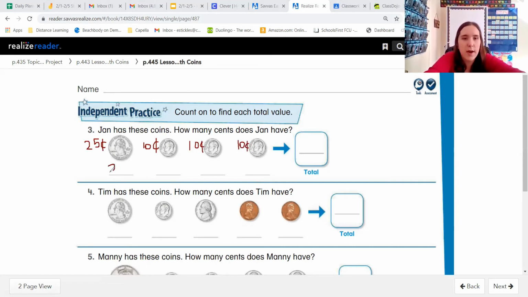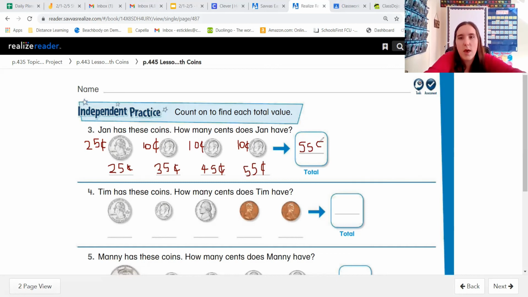So we're starting with 25 cents. And what would I get if I add 10 more cents? 35 cents. And what would I get if I add 10 more cents? 45 cents. And what do I get if I add 10 more cents? 55 cents. That counting by tens comes in handy. And fives. And so what's my total value? 55 cents. Jan has 55 cents.